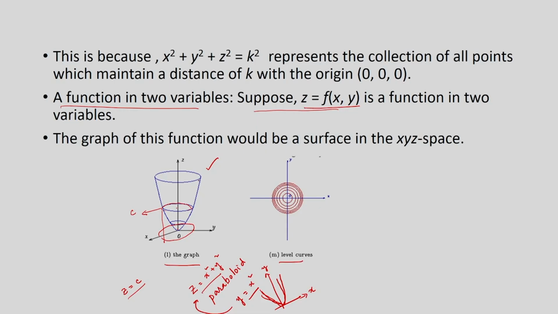So, for different values of c, you will get different level curves. For example, here z is equal to c, but if you could take a different value of c, right, the projection will also be different. So, there will be a different level curve. That is why you have on the right hand side different circles. So, here the level curves are all circles in this particular example of a paraboloid. All the level curves are circles on the xy plane, and they cover all the 4 quadrants. You can see that.